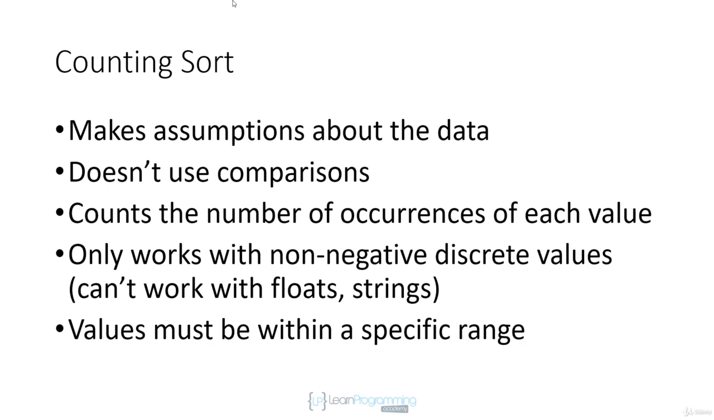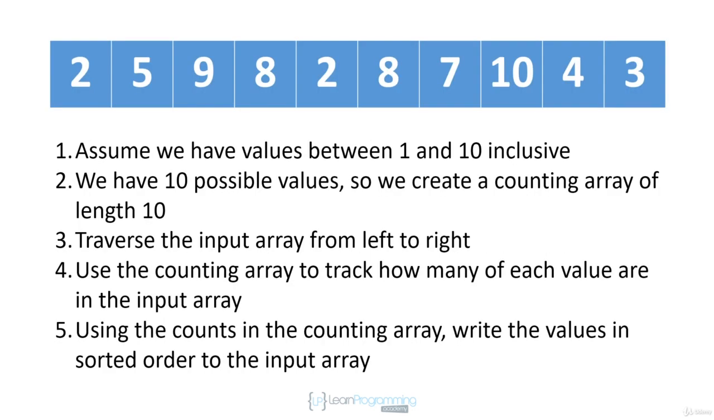Now, our array, the usual array that we've been using, is not a good candidate for counting sort. It has negative numbers, so we're going to use a different array to go through this algorithm by hand. And so this is the array we're going to use. We're going to assume that we're sorting values that are between 1 and 10 inclusive. So the values can be 1, 2, 3, 4, 5, 6, 7, 8, 9, or 10. We have 10 possible values.